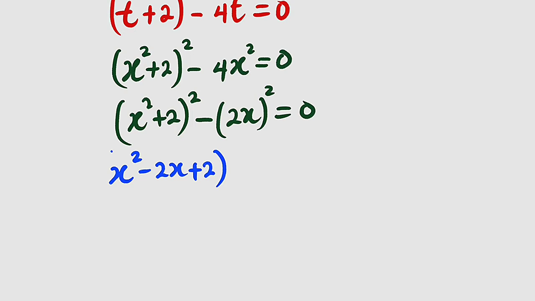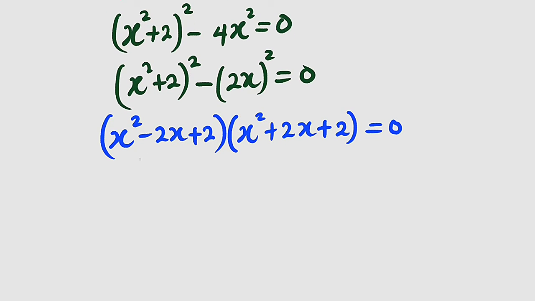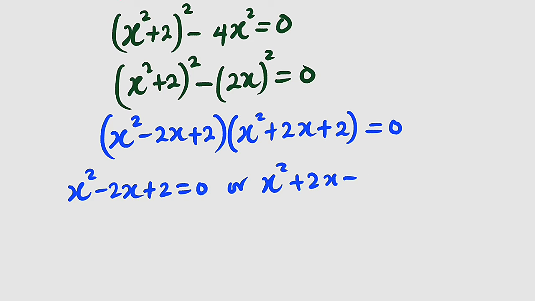This is a quadratic function. Then you multiply by, this time around we add. We have x squared plus 2x plus 2. This is equal to 0. This implies that either this factor or this must be 0. So let's set them to be equal to 0. x squared minus 2x plus 2 equal to 0, or x squared plus 2x plus 2 equal to 0. Now we're going to apply the quadratic formula to solve these two equations separately.